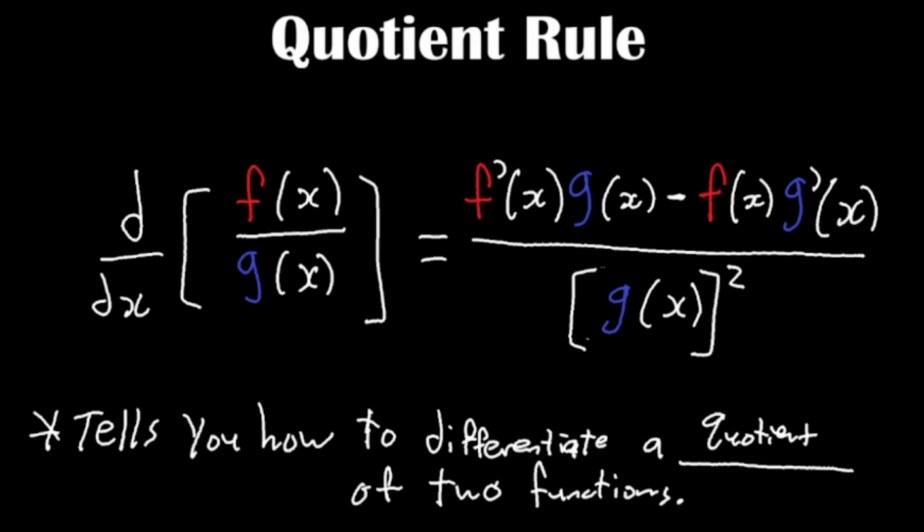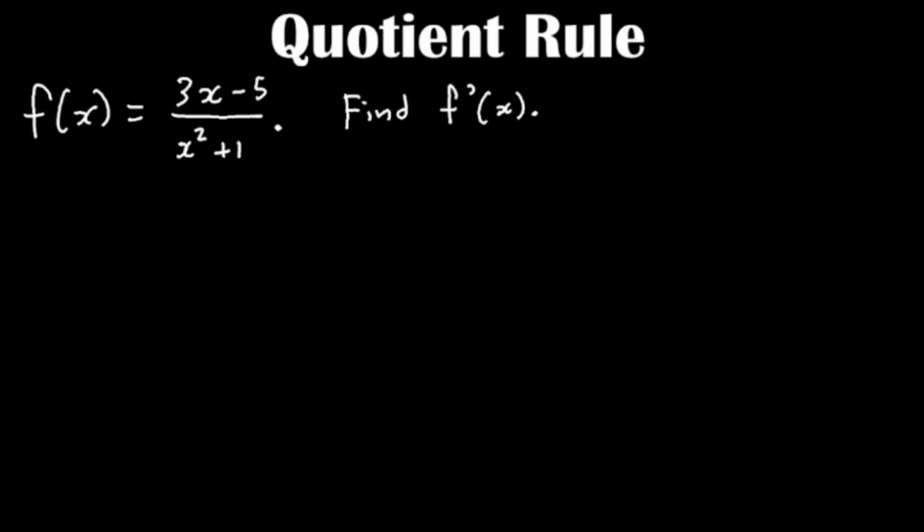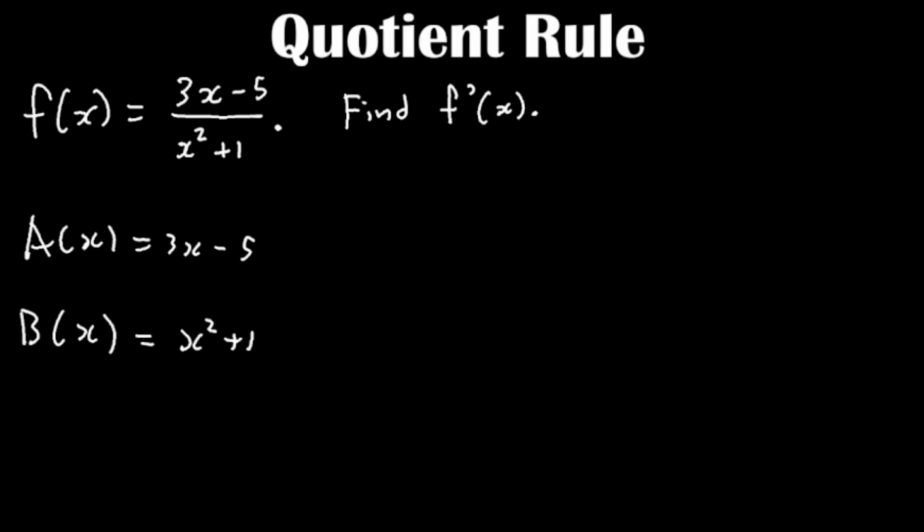So let's do an example problem with this. So f of x is 3x minus 5 over x squared plus 1. We're going to find the derivative. So let's label the top and bottom. Let's call the top a of x. So a of x is equal to 3x minus 5. And let's call the bottom b of x. B of x is x squared plus 1. So we know for our formula we're going to need a prime and b prime. We need to know the derivative of top and bottom. So let's just find those right now.